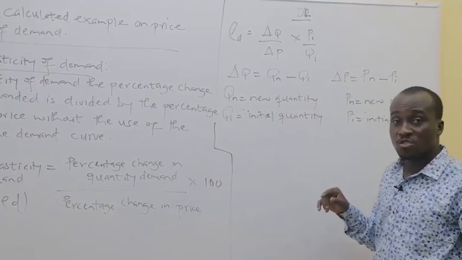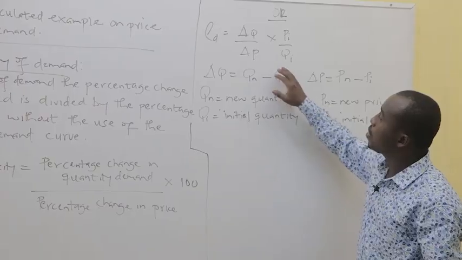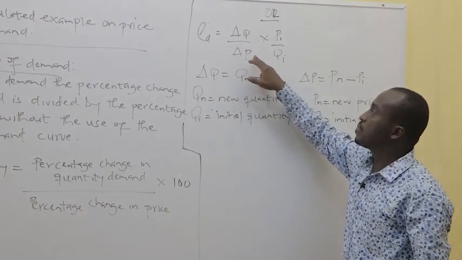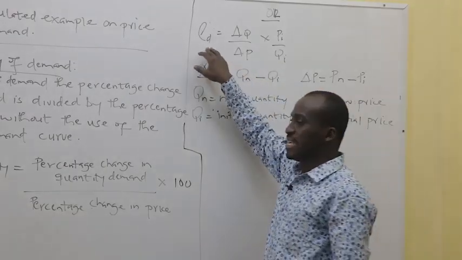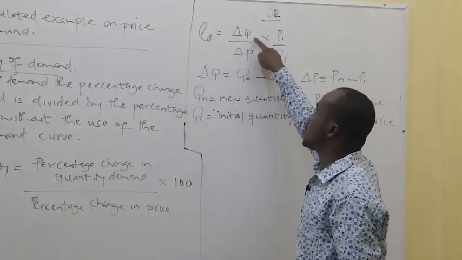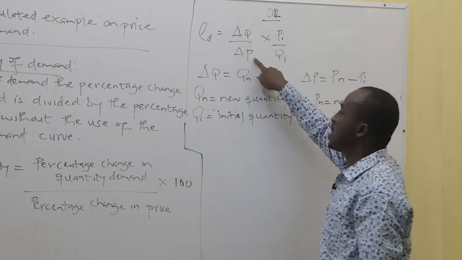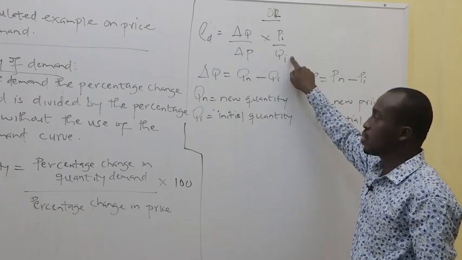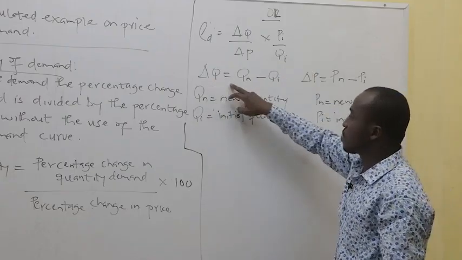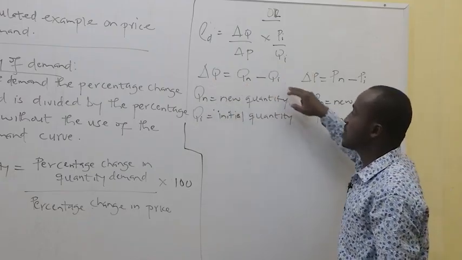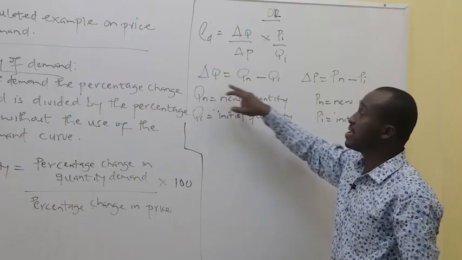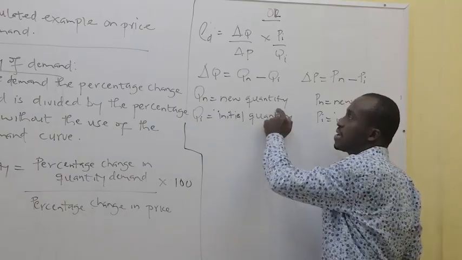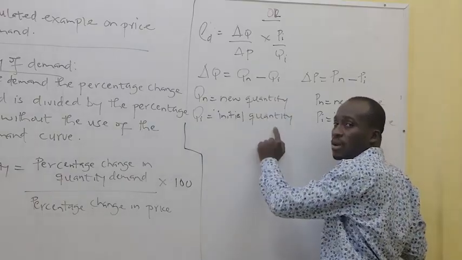Later, you're going to take a data response question. Or you're going to say that the price elasticity of demand, which is E subscript D, is equal to the change in quantity over change in price times the initial price over initial quantity. What is the change in quantity demanded? The change in quantity demanded is the new quantity minus the initial quantity. So QN is the new quantity and QI is the initial quantity.